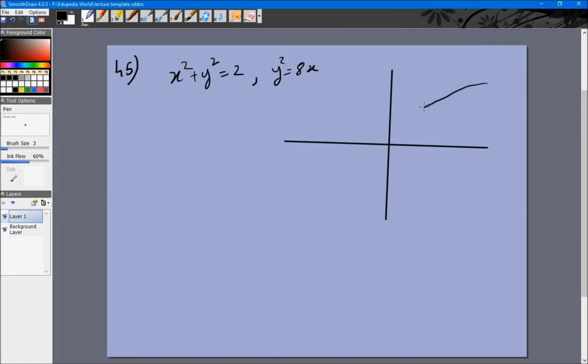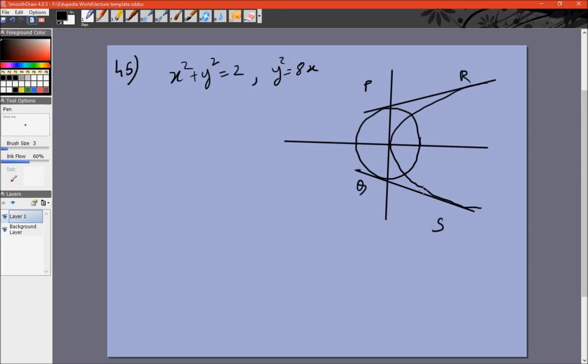The parabola will be something like this, and the circle is centered at the origin with radius root 2. So the circle will be something like this. And the tangents will be something like this. These points are given to us as P, Q, R and S. So we have two tangents and we need the area of the quadrilateral PQRS.